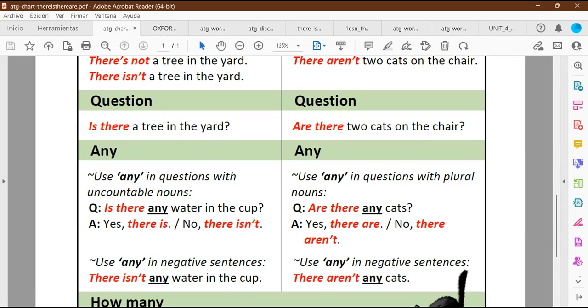Entonces va cambiando un poquito el significado. Ok, porque tenemos que hacer la... Bueno, nosotros estamos haciendo la adaptación al español. ¿Hay algo de agua? Pregunta. No hay nada de agua.